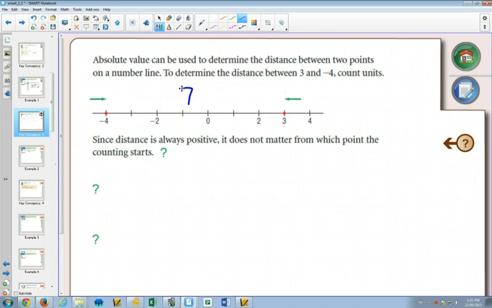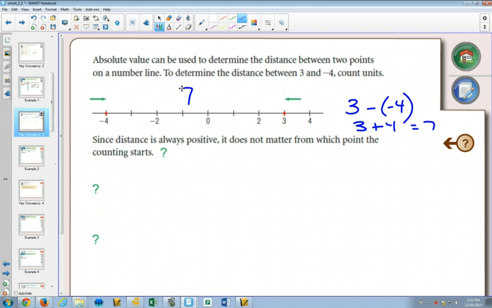You can do the same thing here. If I subtract, I'll get 3 minus a negative 4, and minus a negative is the same as adding, which would be 3 plus 4, and you would get 7. Now, the distance between negative 4 and 3 should be the same as the distance between 3 and negative 4. It shouldn't matter which way I say it, the distance would be the same.